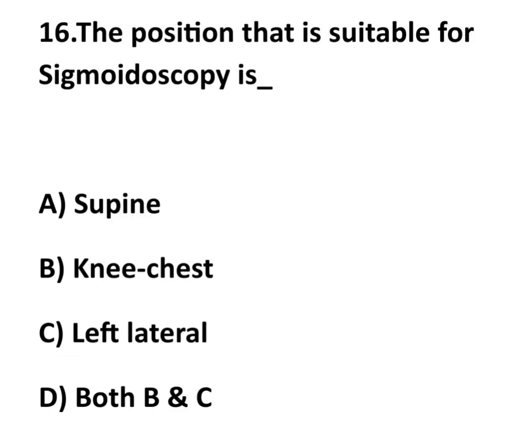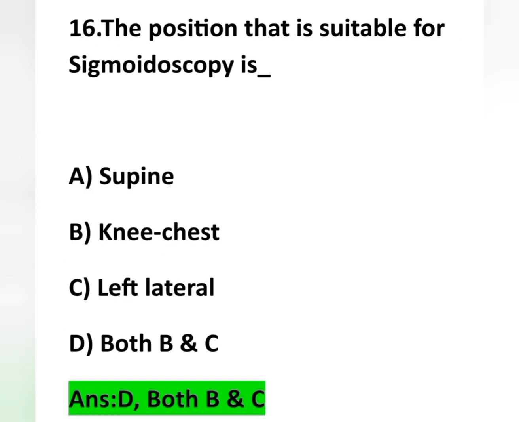Question number 16. The position that is suitable for sigmoidoscopy is, and options are: option A supine, option B knee chest, option C left lateral, option D both A, B and C. Here the correct answer is option D, both B and C. B means knee chest position, C means left lateral position. That is the correct answer.